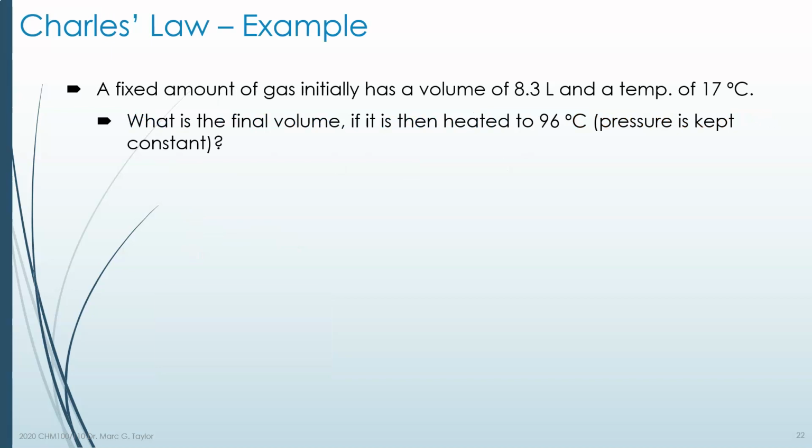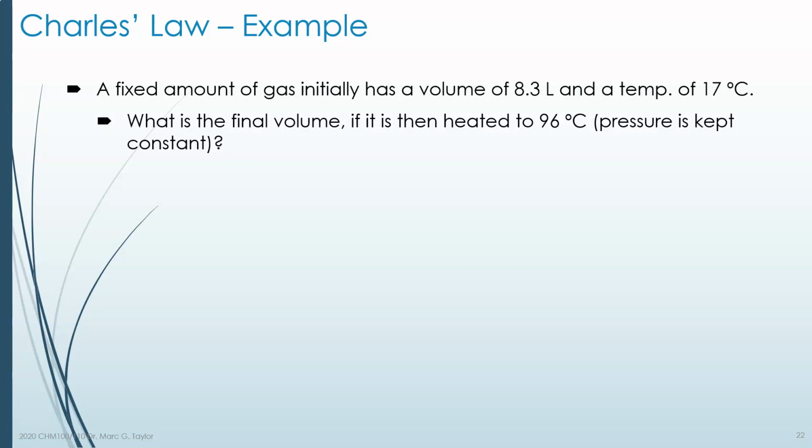A fixed amount of gas initially has a volume of 8.3 liters and a temperature of 17 degrees Celsius. What is the final volume if it is then heated to 96 degrees Celsius, pressure is kept constant? Well, there are a couple things you should note here right away. Number one, the values of temperature in Celsius in all gas law problems have to be done in Kelvin. So we need to convert both of those values into Kelvin degree temperatures in order to use them in our formulas.